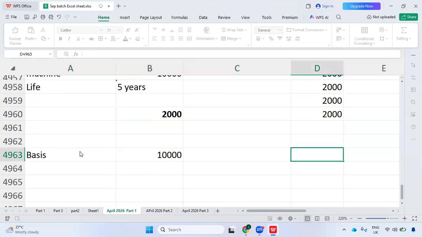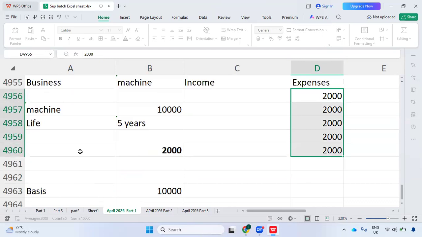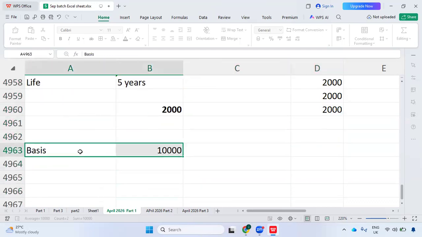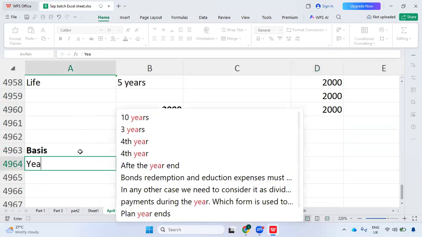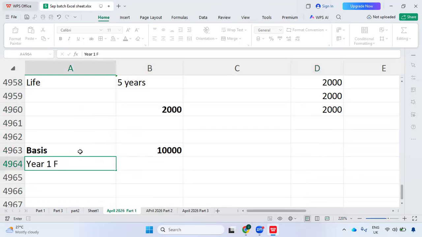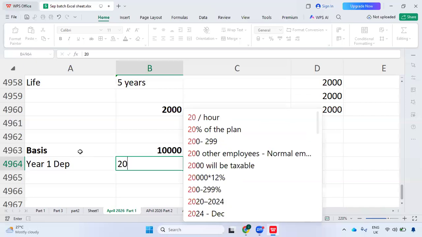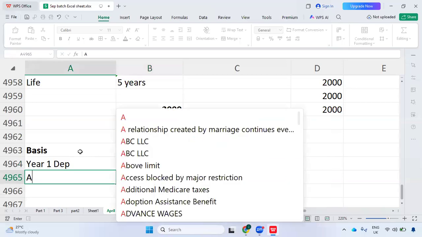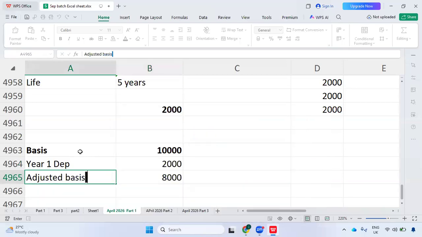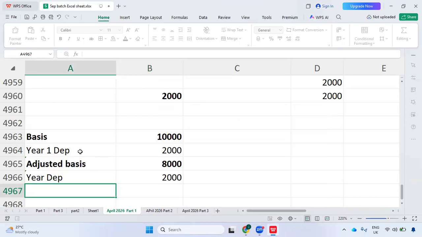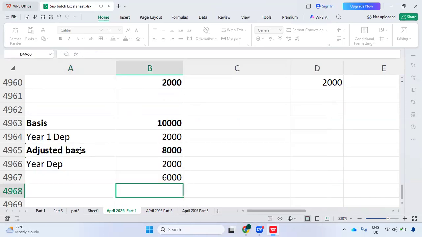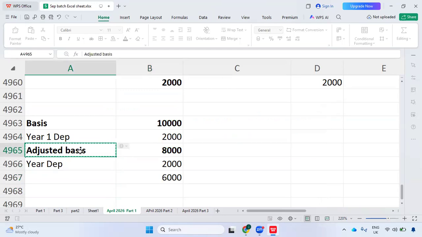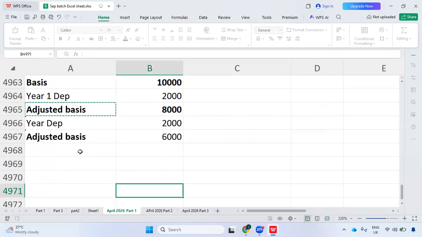We understand one thing. Every year we will reduce $2,000 from the expenses, right? So now here the basis amount is 10,000. Year one depreciation. So how much depreciation in year one, guys? Year one, 2,000 depreciation, right? So your adjusted basis will be 10,000 minus 2,000. So the adjusted basis at year end is 8,000. Year two depreciation is again 2,000. So now the new basis will be 8,000 minus 2,000, which is again the adjusted basis at year two. And so on, it will become zero.